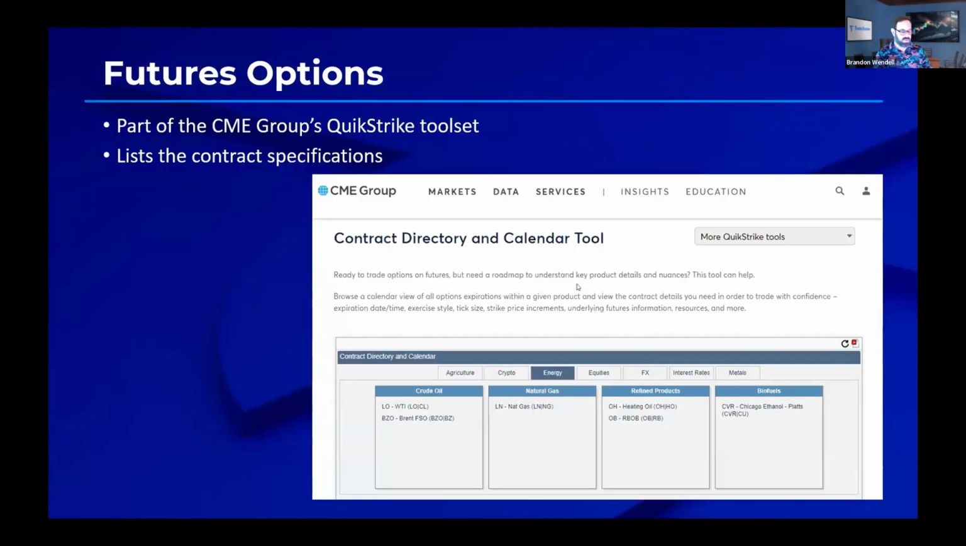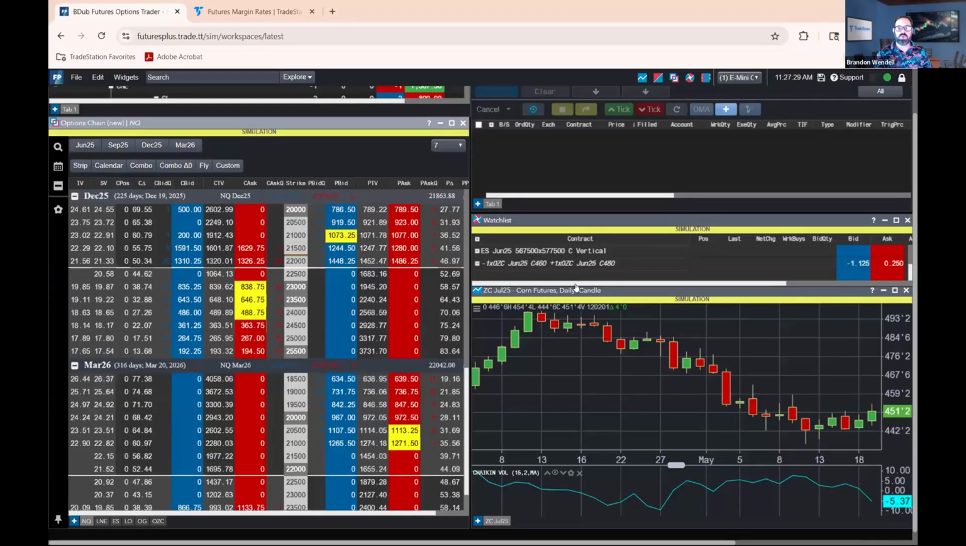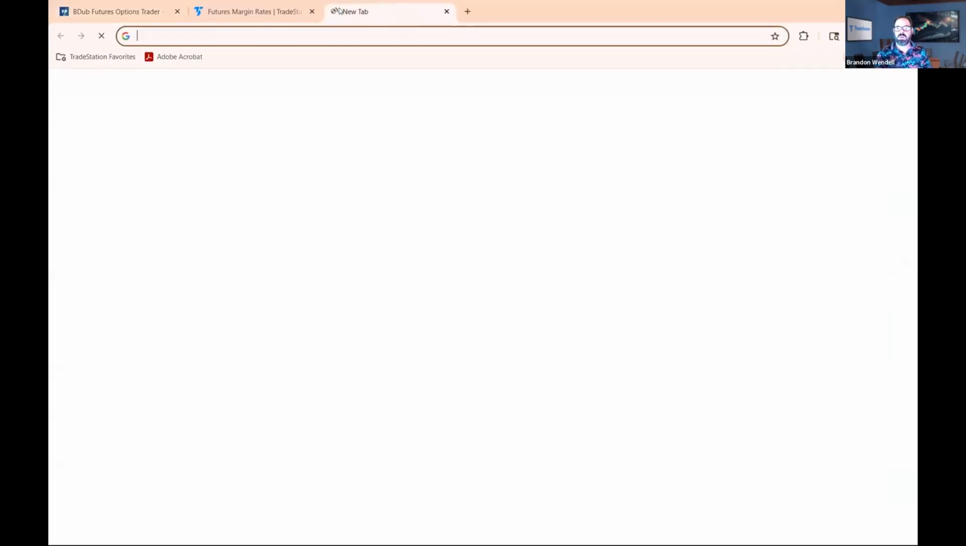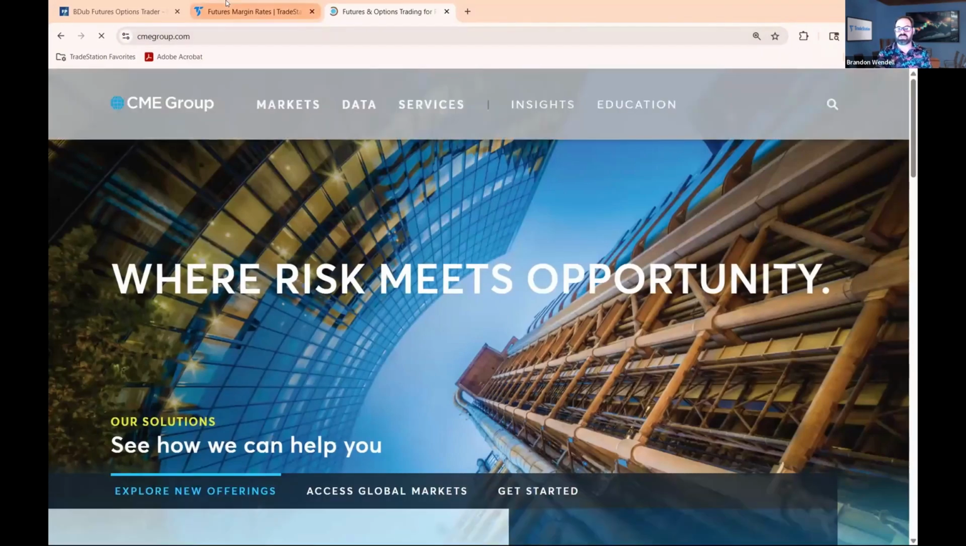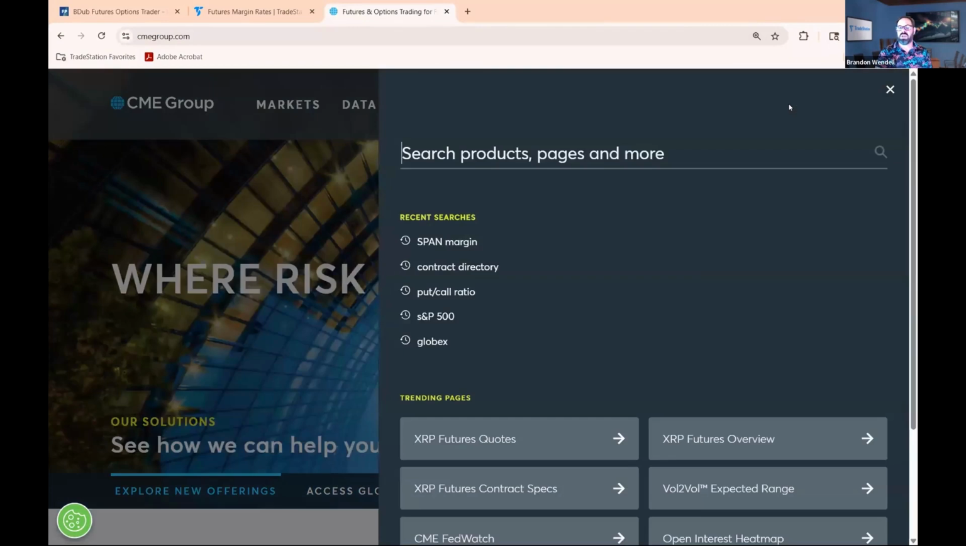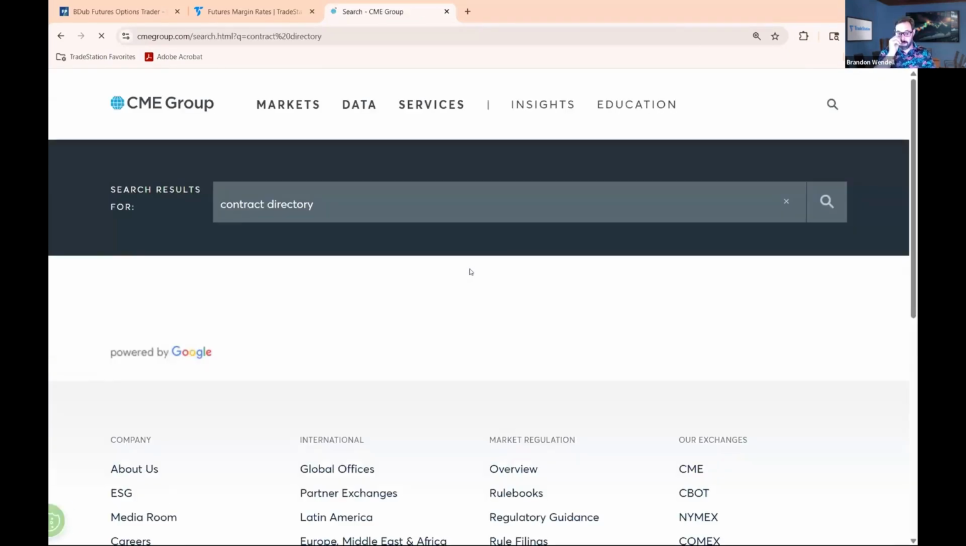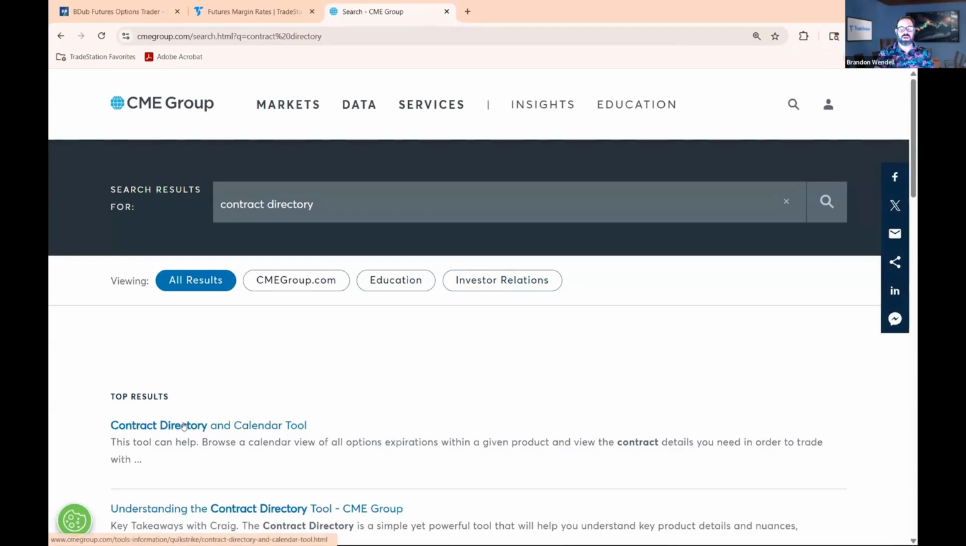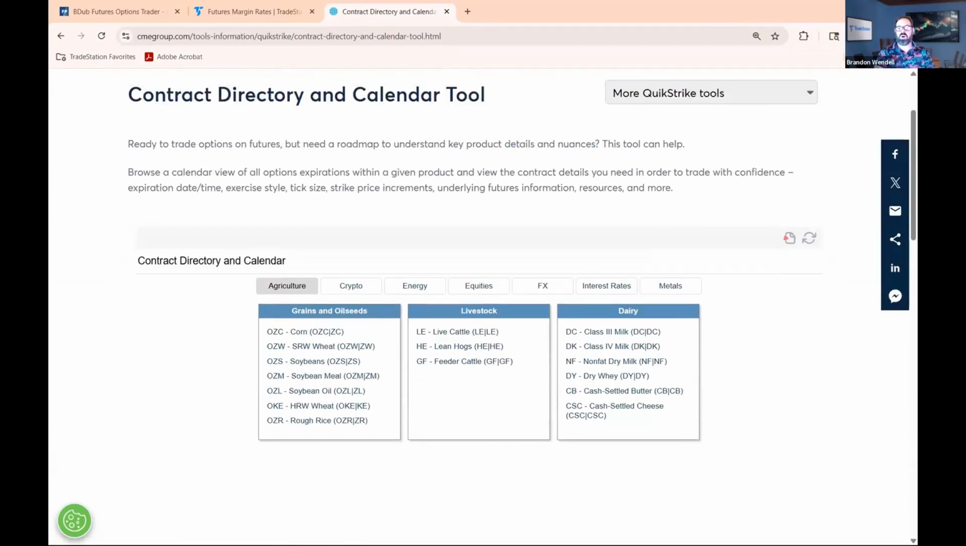Let me see. If I go out to the CME website, oops, wrong one. I was actually there. I use this website a lot. The easiest thing I found is just to go to a search, and in my history, you'll see it says right there, contract directory. That's what you're looking for. It's called the contract directory and calendar tool. If I click on that, it'll give me the link. And here we are. All of the futures that are tradable with the options that are tradable.